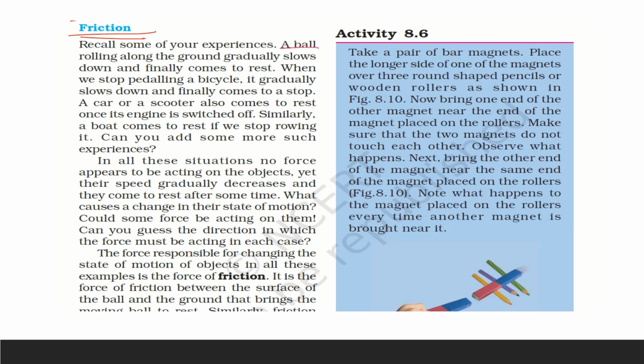A ball rolling along the ground gradually slows down. You are rolling a ball along the ground. It gradually rolls, slows down, and finally comes to rest. How? When we stop pedaling a bicycle, it gradually slows down and finally comes to a stop. A car or a scooter also comes to rest once its engine is switched off. Similarly, a boat comes to rest if we stop rowing it.